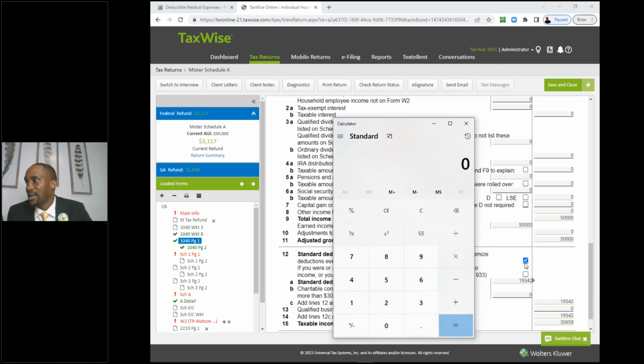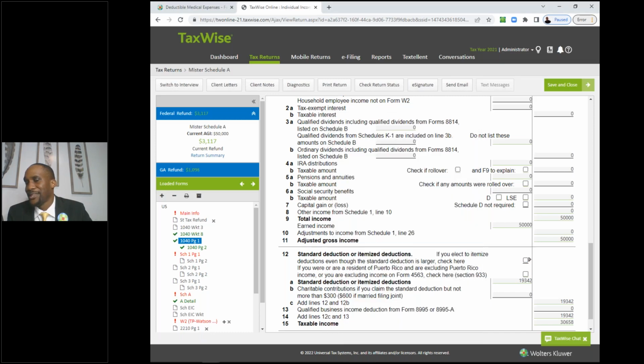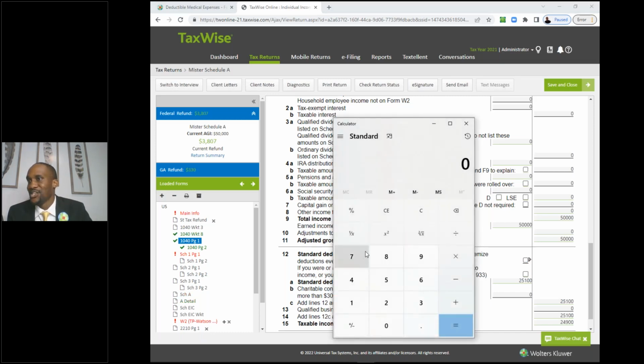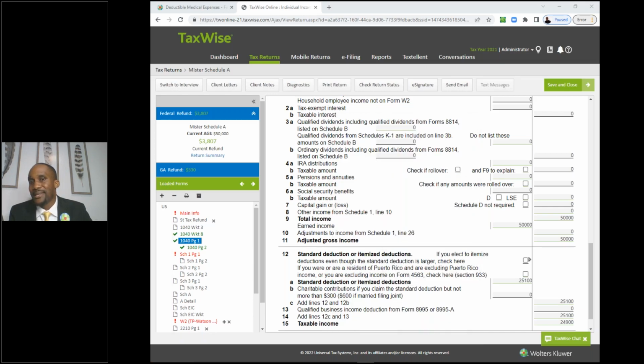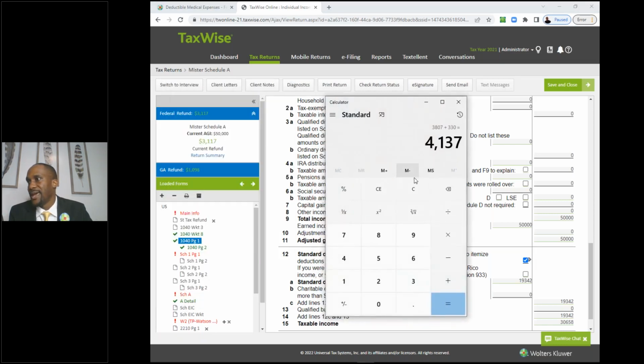Let's recap for just a second, because I didn't write the number down, so I apologize. Before we had 3807 plus 330, that equals 4137. So we're going to go ahead and write that down. 4137 is the total refund. Now, when we itemize, force the itemization of that.